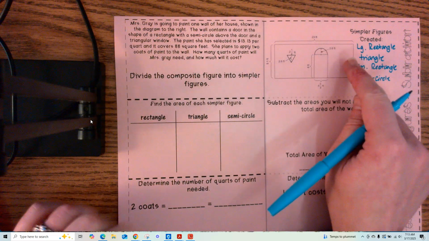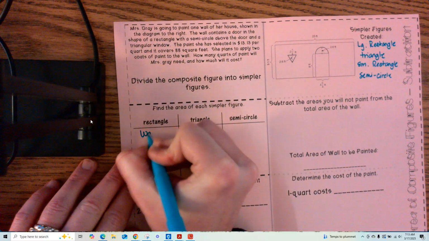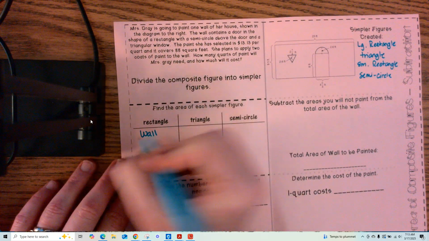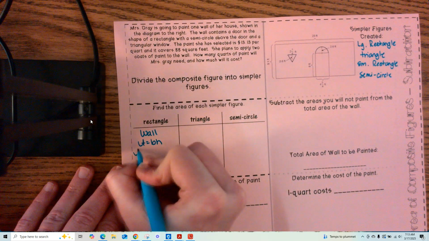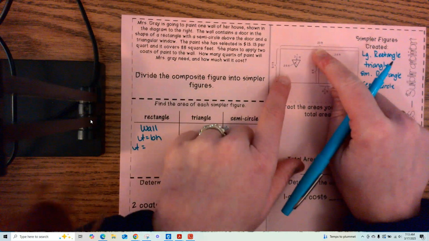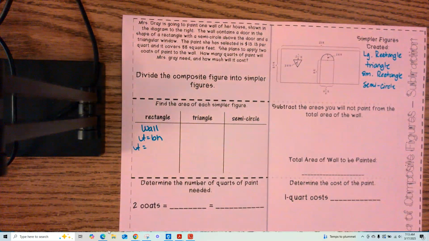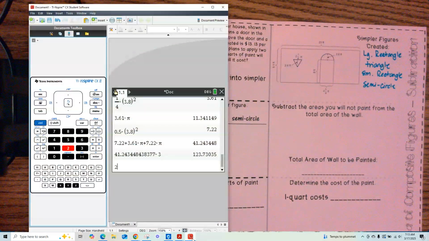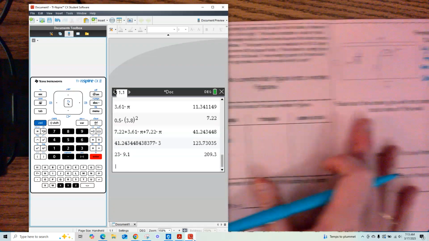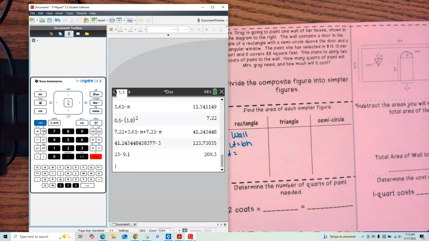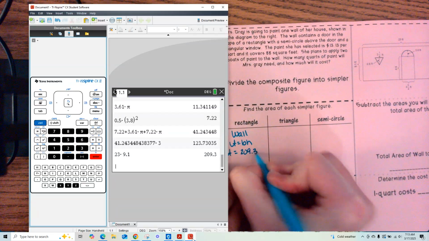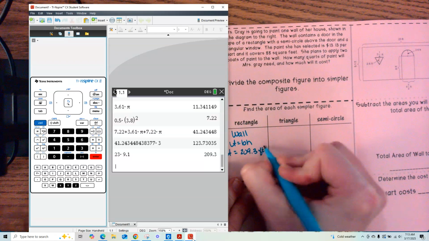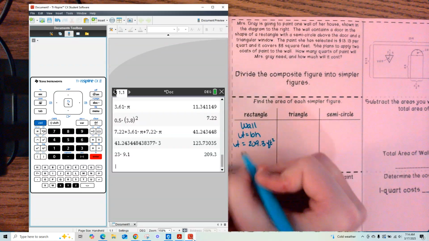So let's find the large rectangle, which is the wall. Area is going to equal base times height. So base times height, we've got 23 times 9.1. Yep, that's right. So 209.3, and this is all in feet, so feet squared. And then we can find the door.